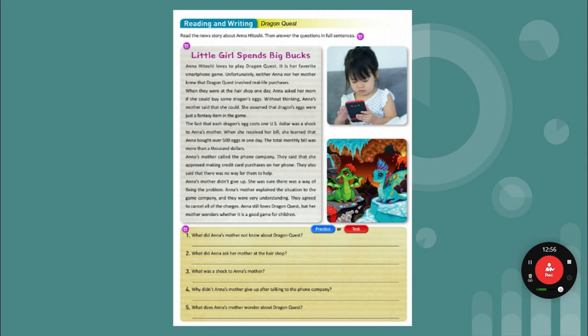As you read the story, you're going to highlight the answers so you can copy them down when you answer them. What did Anna's mother not know about Dragon Quest? What did Anna ask her mother at the hair shop? What was a shock to Anna's mother? She was shocked. She was surprised. Why didn't Anna's mother give up after talking to the phone company? What does Anna's mother wonder about Dragon Quest? Okay, just listen and highlight the answers to these questions.